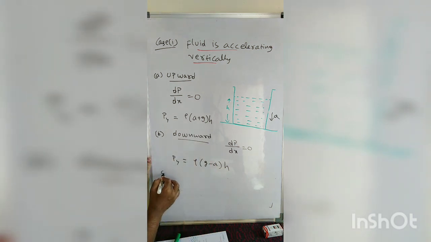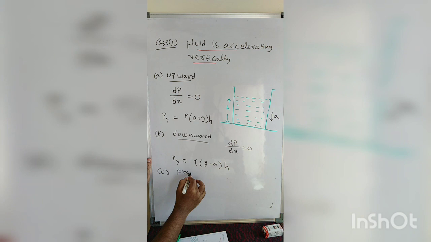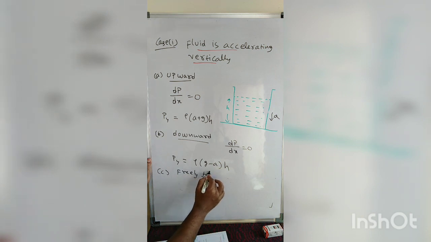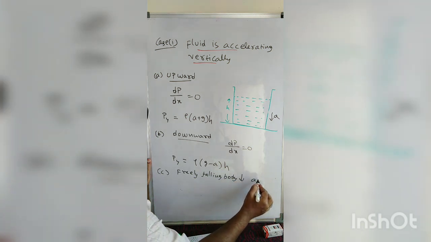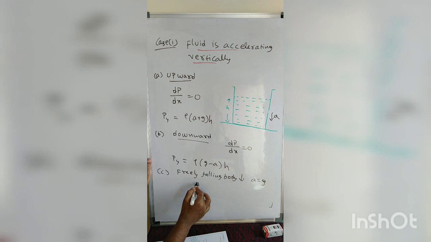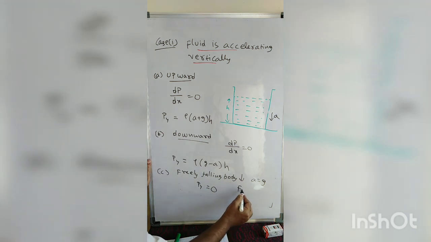Suppose it is a freely falling body. Freely falling body means it is moving downward, therefore a is equal to g. Therefore, what is the pressure along the y-axis here? Here a equal to g, g minus g is 0, which means the pressure is 0. The force itself is 0. Okay, are you following what I am saying here?